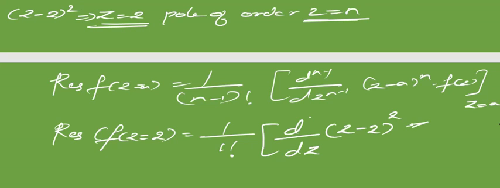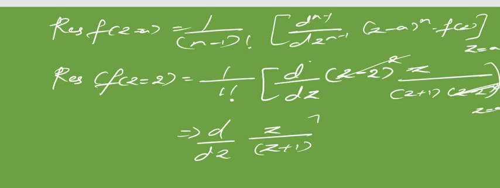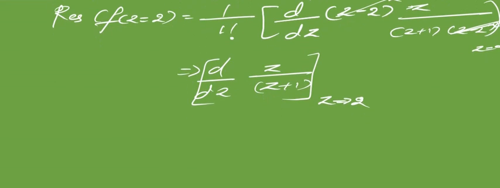f of z is z by (z plus 1) into (z minus 2) the whole square, for the limit z tends to 2. So you can see the pole point is being eliminated. What is a pole point? z equal to 2 is a pole point. That has been removed from the function, so it becomes analytic there. So d by dz of z by (z plus 1) for the limit z tends to 2. After you differentiate, kindly substitute z equal to 2.